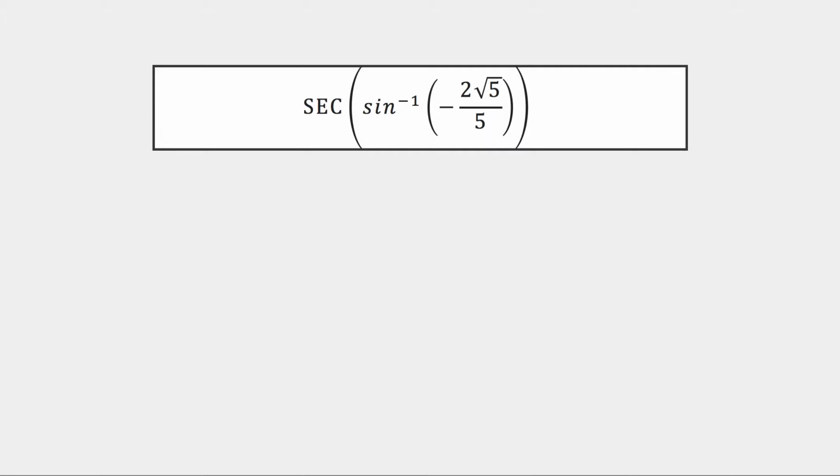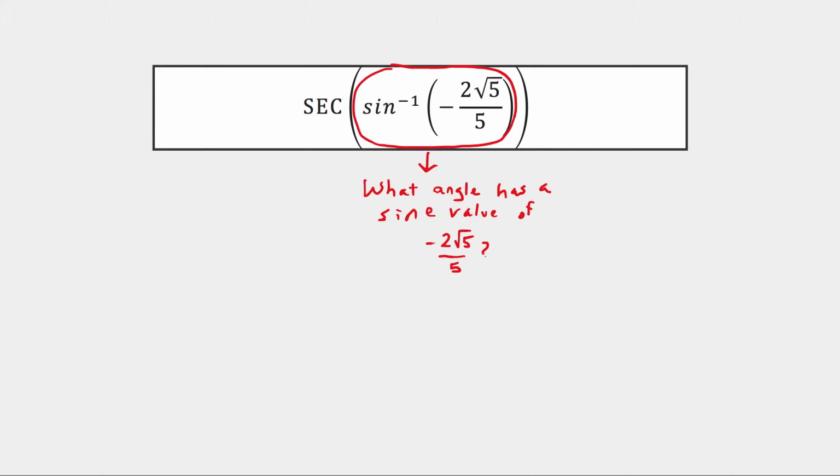All right, so again, we start with the same question. We're looking right here. First, we're trying to determine what angle has a sine value of negative 2 on the square root of 5 over 5. I don't know, so I'm going to draw a picture.